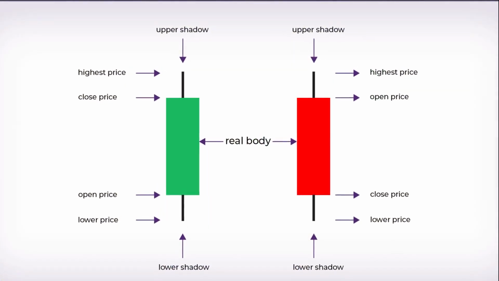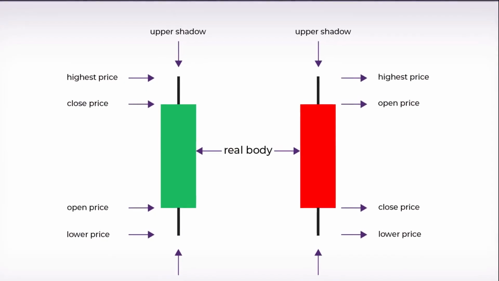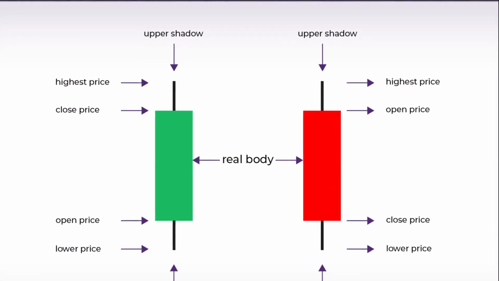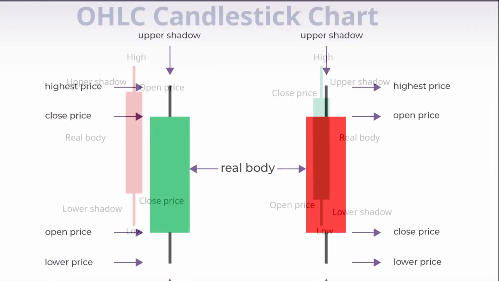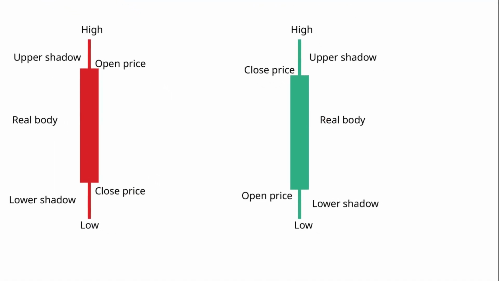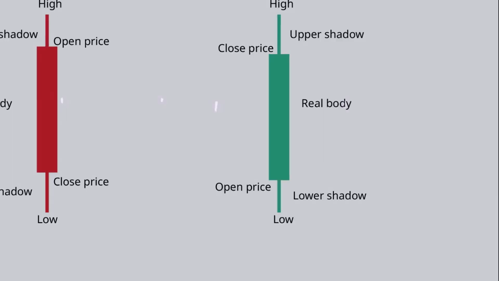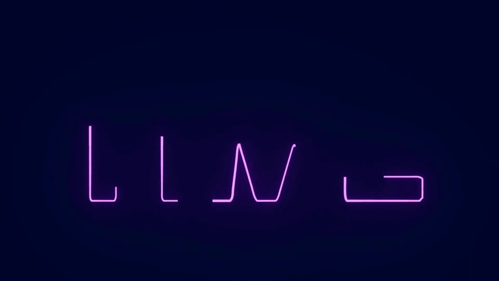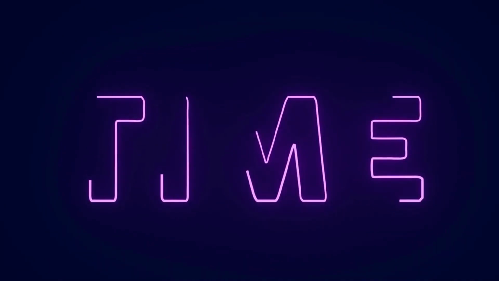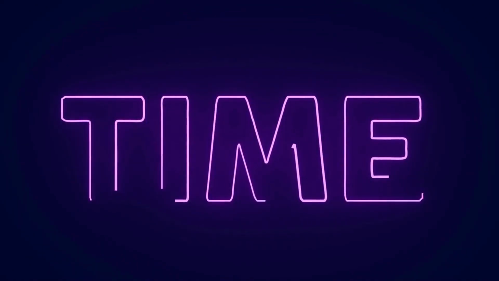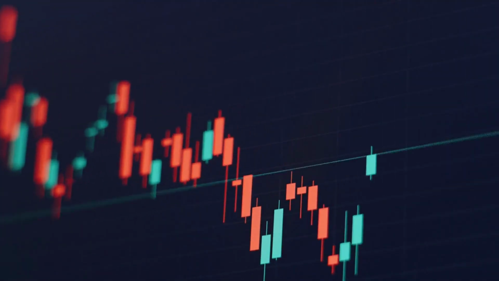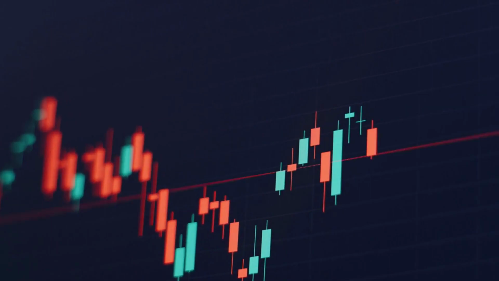Each candlestick contains 4 essential figures: open, high, low, and close. This set is referred to as OHLC data. One candle represents one time frame, whether that's a minute, hour, or day. That's all there is to it. Now, let's dissect a single candle's components.